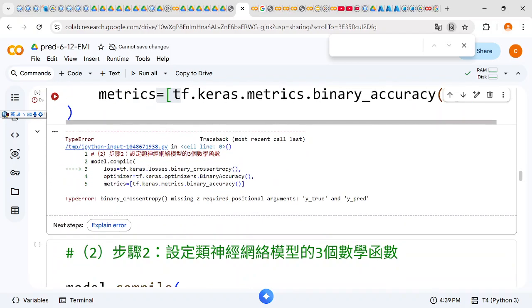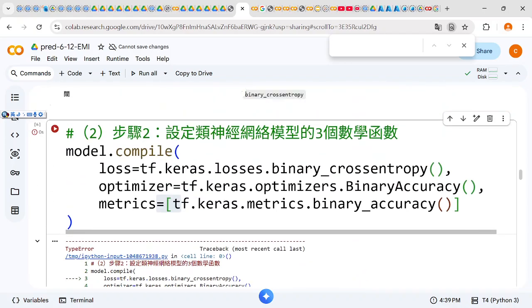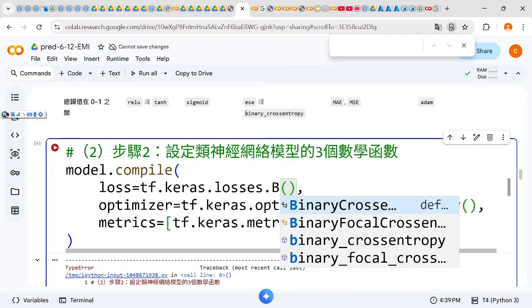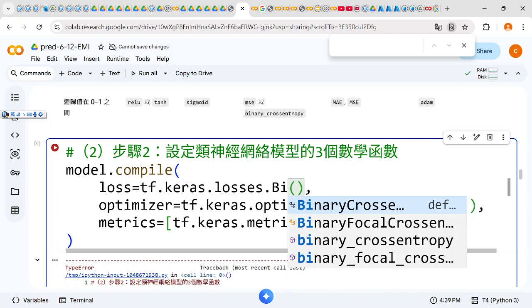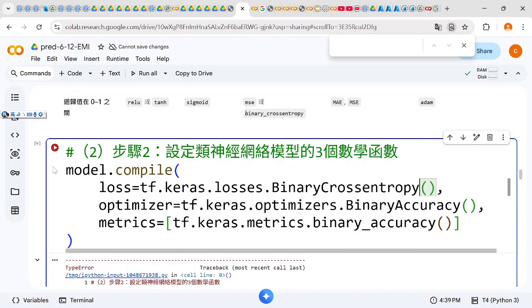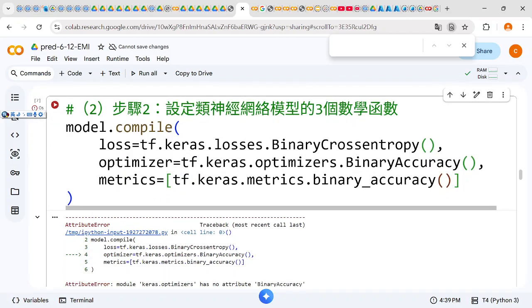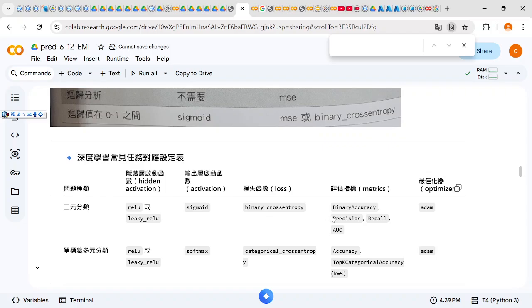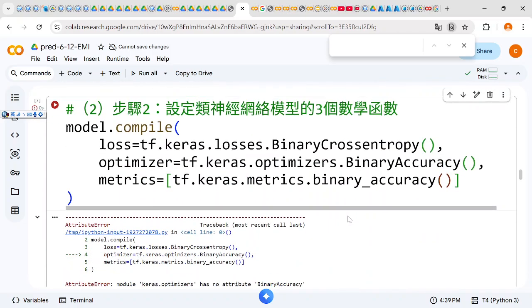Okay, we have something wrong. It said that the y2 and y2 binary are missing, related to binary cross entropy. Here it is binary cross entropy. Because this is an algorithm, I must use the uppercase BinaryCrossentropy. I think this is correct. Binary cross entropy, binary accuracy.